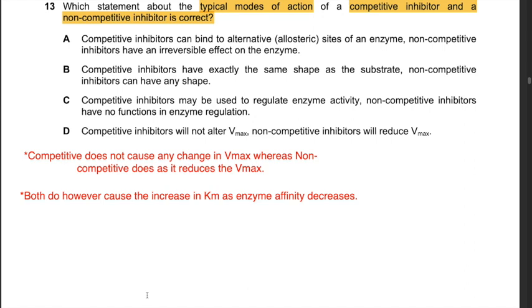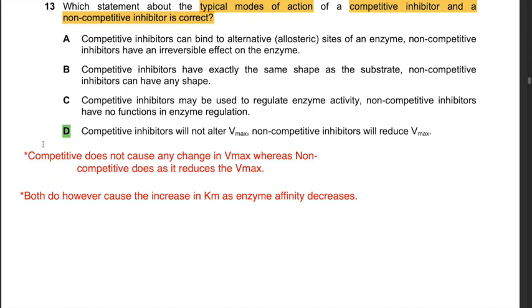Competitive inhibitors will not alter Vmax. Non-competitive inhibitors will reduce Vmax. Let's look at why the other answers are incorrect. A. Competitive inhibitors can bind to alternative sites. That is incorrect, as competitive inhibitors bind to the active site of an enzyme. Only non-competitive inhibitors can bind to alternative sites.